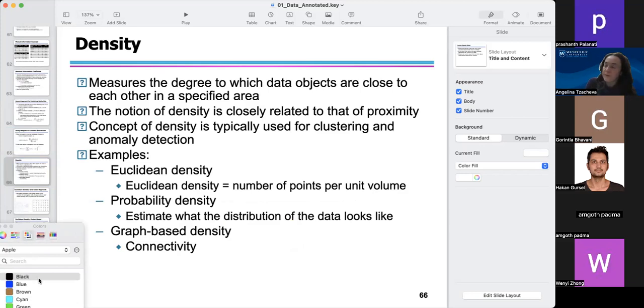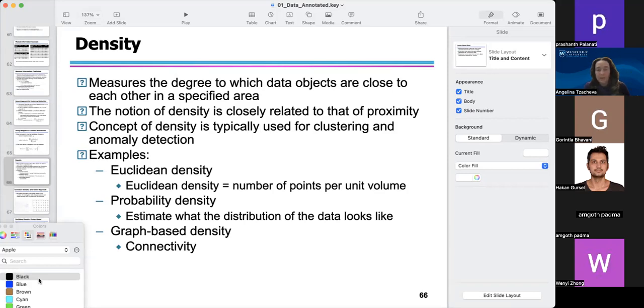So we looked at several methods for computing the similarity between the objects, including the Euclidean distance, Manhattan distance, cosine similarity, and Jaccard coefficients for binary data. Another way to determine the similarity or define groups of similar objects is by using the density.